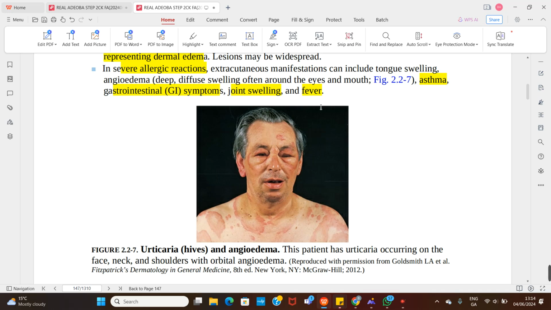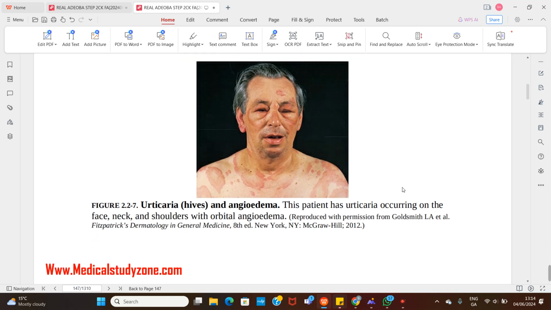suspicion for angioedema. And angioedema can be life threatening because if they have occlusion of the airway, they might find it very difficult to breathe. So you might need to quickly take over that airway to keep them alive.